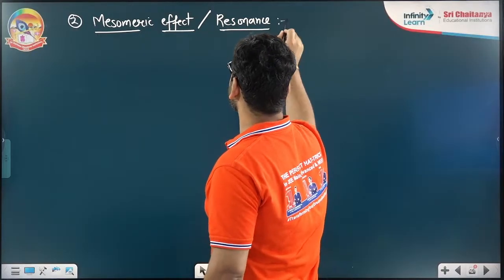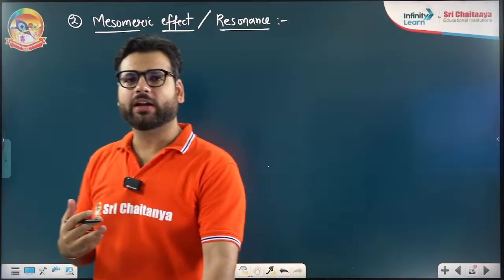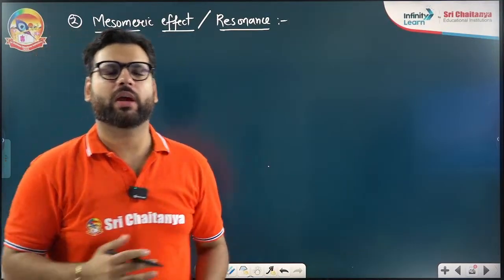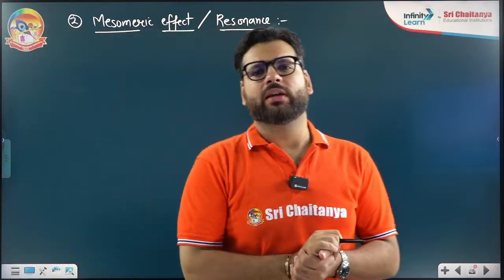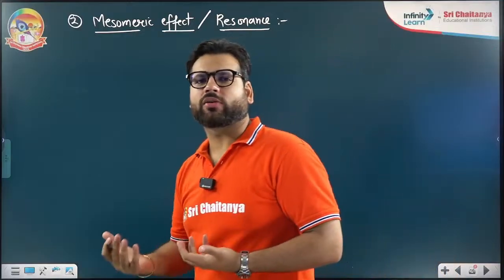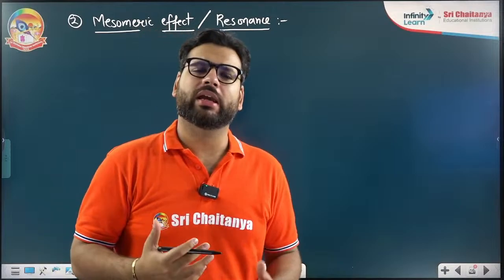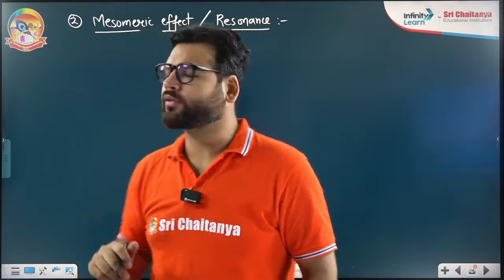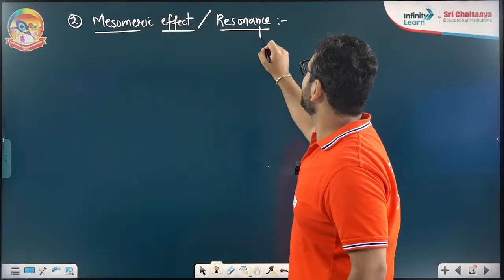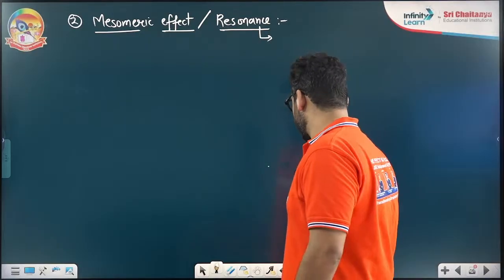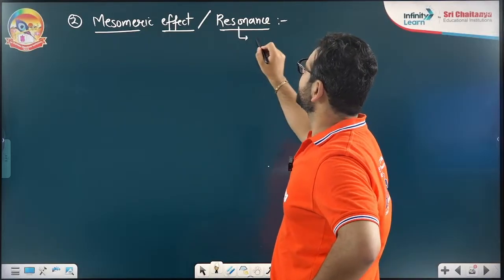First, we should know what is the meaning of resonance, and then we can talk about the mesomeric effect. Resonance means delocalization of some electrons. What is resonance? Delocalization of some electrons in a conjugated system. That is what resonance means. Why do we need resonance, you might ask? We'll see that.